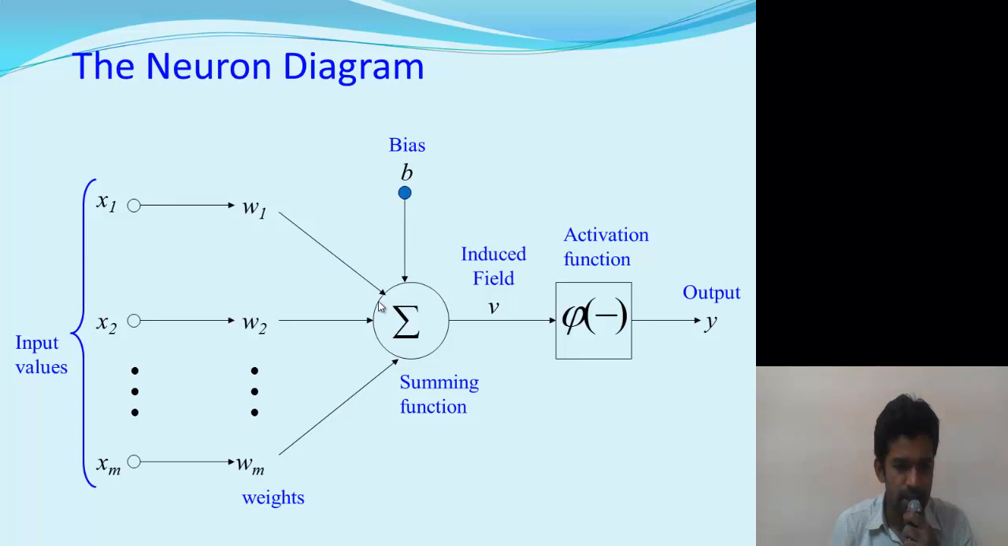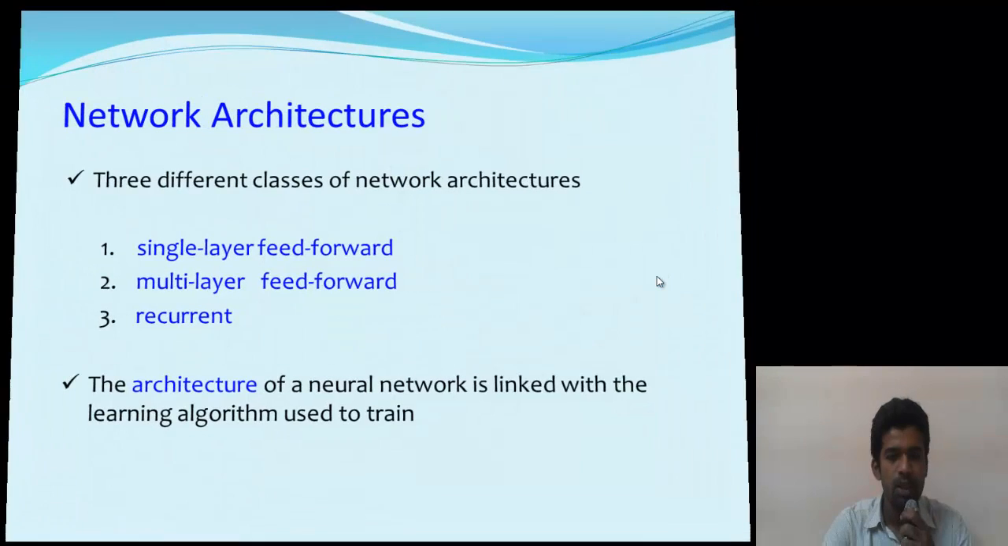Now let us see the neuron diagram. Here the input values are x1, x2 and xn, and the weights are w1, w2 till wn, and sigma indicates the summing function, and as shown in the figure is the activation function from which we get the output.